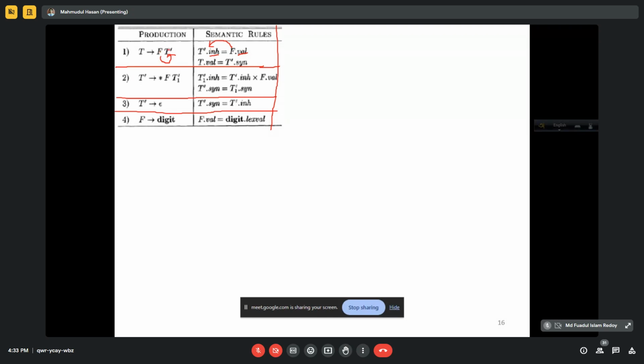So this is the inherited attribute. This INS is inherited attribute. And for the other one, we still don't know whether it is inherited or synthesized. No problem. So INS means inherited. So T dash is an inherited attribute. Okay, got it? The concept is clear.